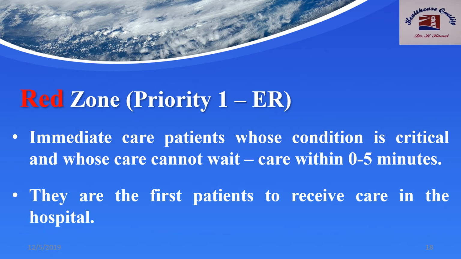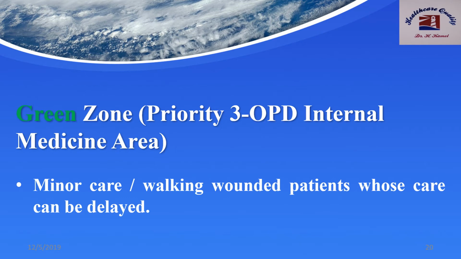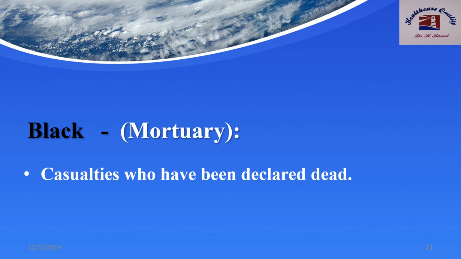Red zone: immediate care patients whose condition is critical and whose care cannot wait. Care should be within 5 minutes. They are the first patients to receive care in the hospital. Yellow zone: urgent care patients whose condition requires care within 5 to 30 minutes. Green zone: minor care walking wounded patients whose care can be delayed. Black zone: casualties who have been declared dead.